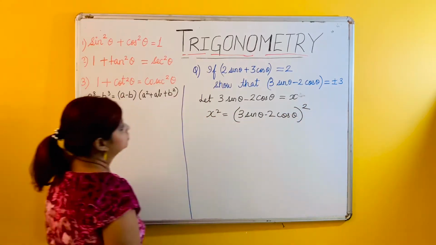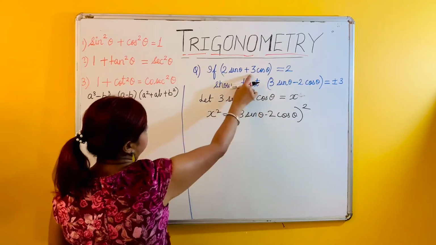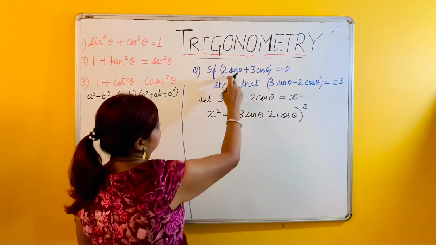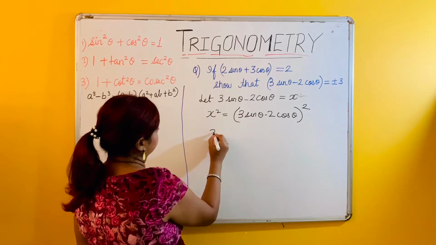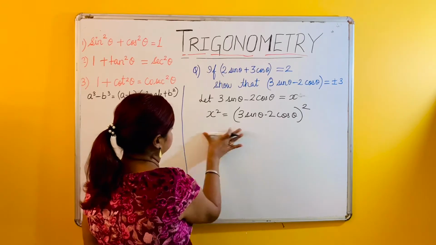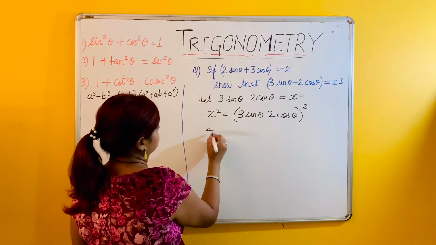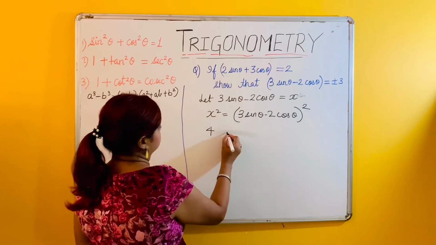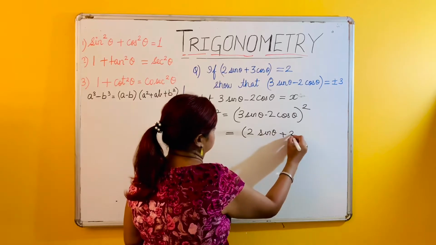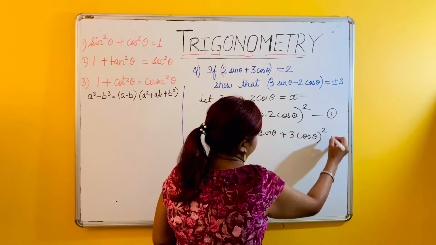Now we have been given this equal to 2, and if you see this, these are exchanged here. So what we do here is we also square this. Squaring this, 2 becomes 4, and it equals 2 sin theta plus 3 cos theta whole square. Now let's call this equation 1 and this equation 2.